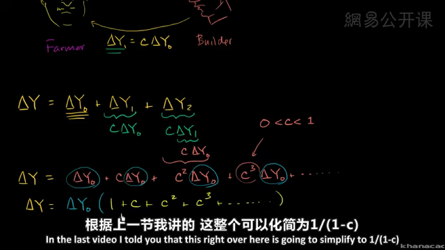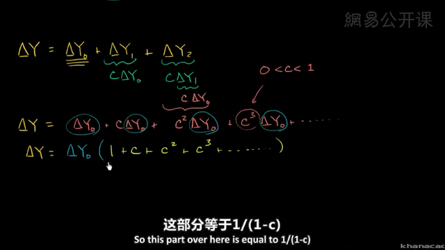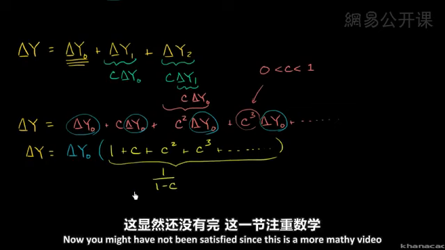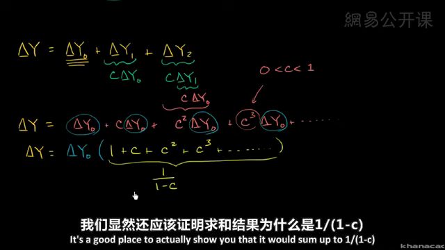And in the last video, I told you that this right over here is going to simplify to 1 over 1 minus c. Now, you might not have been satisfied, and since this is a more mathy video, it's a good place to actually show you that it would sum up to 1 over 1 minus c.